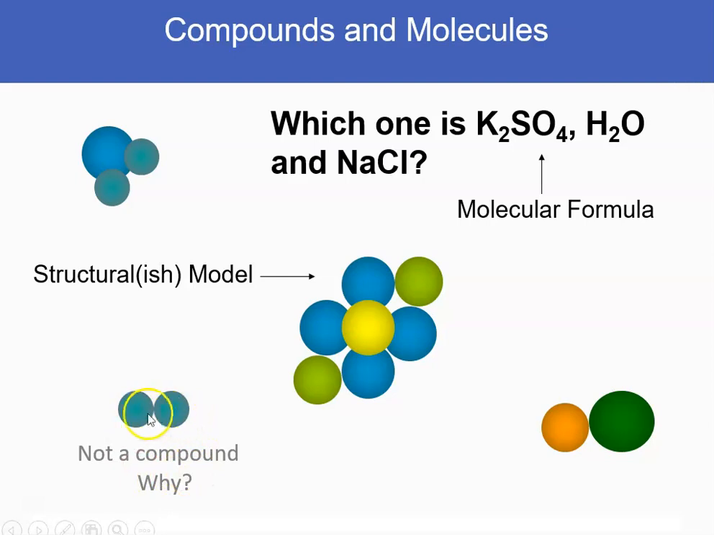Hopefully you understood why this is not a compound. It is not a compound because these are the same atom. A compound has to be 2 different atoms. Hopefully you were able to identify sodium chloride right here. We have 2 different atoms being held together by an ionic bond. This one is H2O because we have 1 oxygen atom and 2 hydrogen atoms. And right here, this one would be potassium sulfate, where we've got 1 sulfur, 2 potassium, and 4 oxygen.